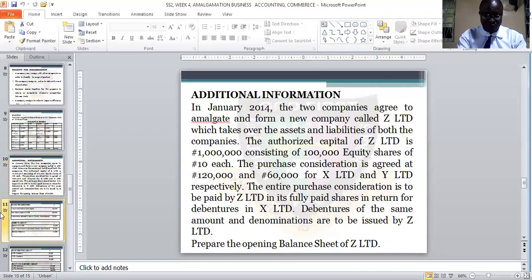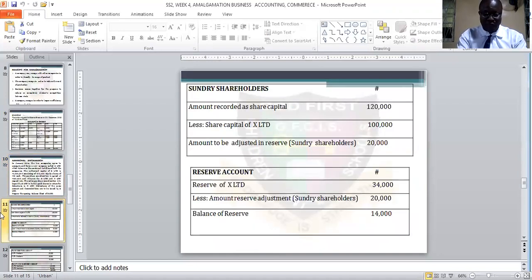So we are going to start with the sundry shareholders. Under the sundry shareholder, amounts recorded as share capital, that is 120. I said the other time. Then less share capital of X Limited, 100,000. So when you less it, you are going to get 20,000 naira. And that 20,000 naira will serve as sundry shareholders. That is for the sundry shareholders. Or you can call it amount to be adjusted in reserve account.